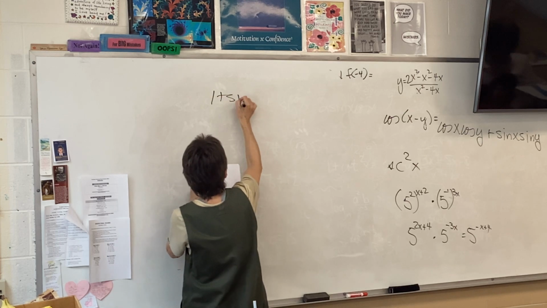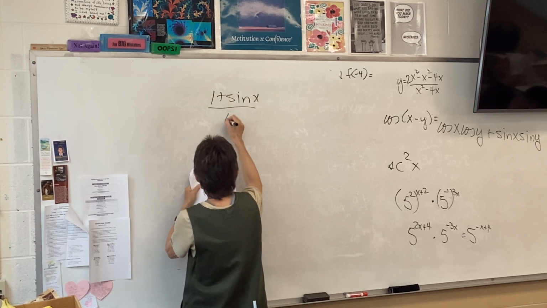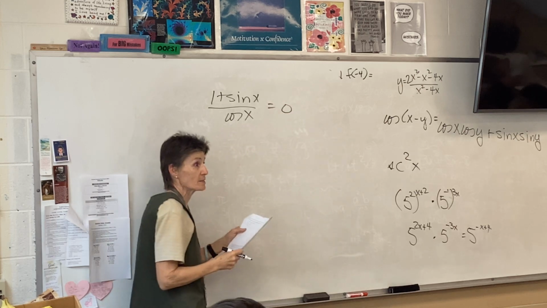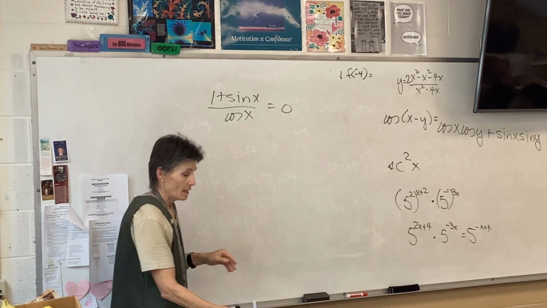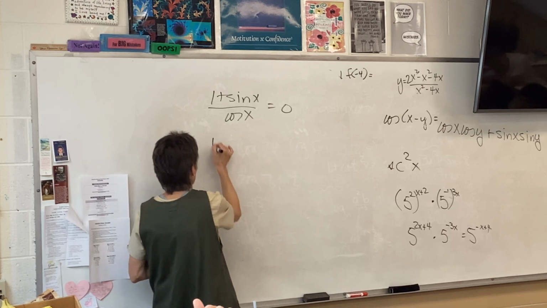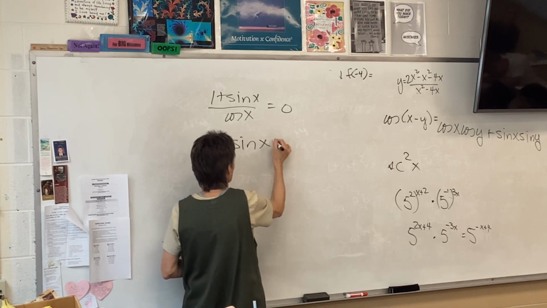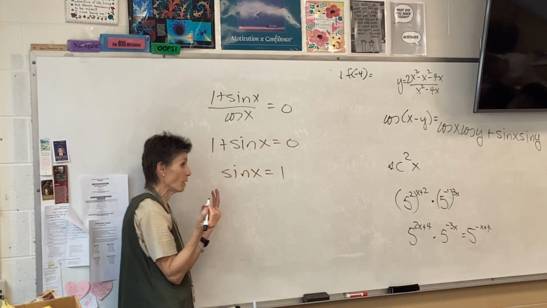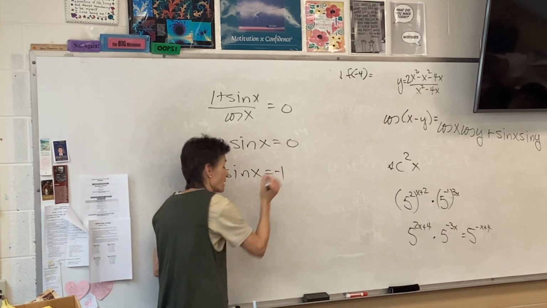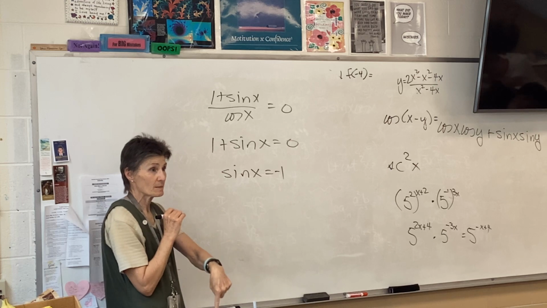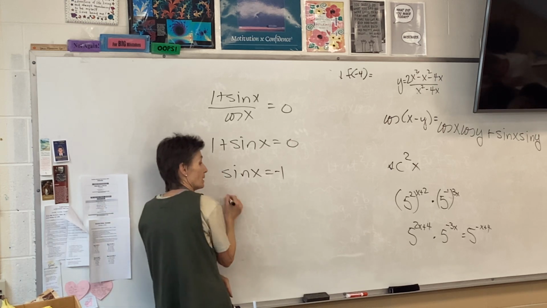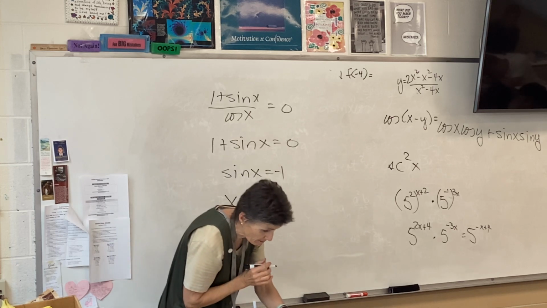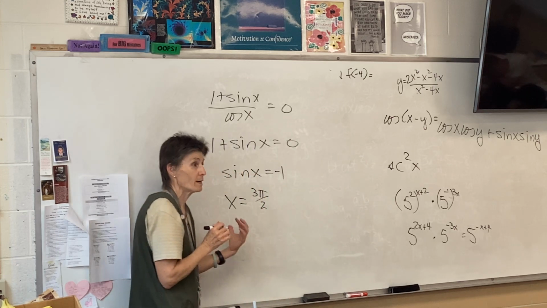Here's why. 1 plus sine x over cosine x, and we want to find where it is 0. So I hope you just set it equal to 0, and then 1 plus sine x equals 0. So sine x equals negative 1, and there's only one place that happens, and that is down here at 3 pi over 2. And that's in my 0 to 2 pi range.